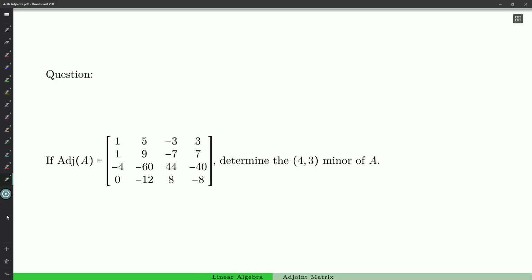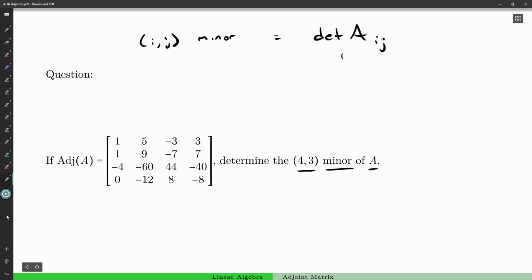If the adjoint of A is this big 4x4 matrix, determine the 4-1 minor of A. Now, we don't often talk about minors, so let's briefly refresh our memory. What is a minor? Well, the ij minor of a matrix is just the determinant of the ij submatrix.